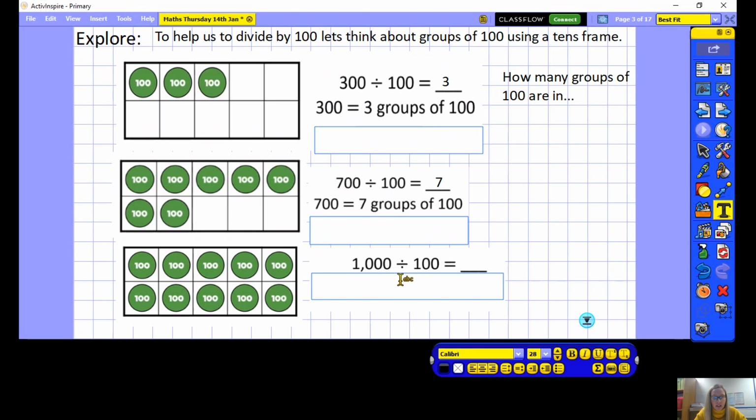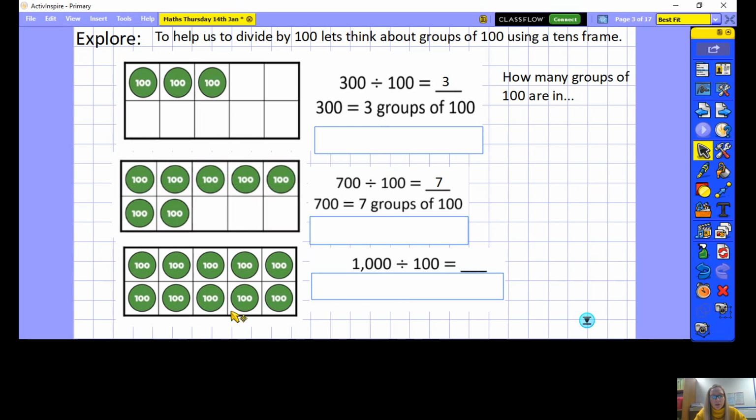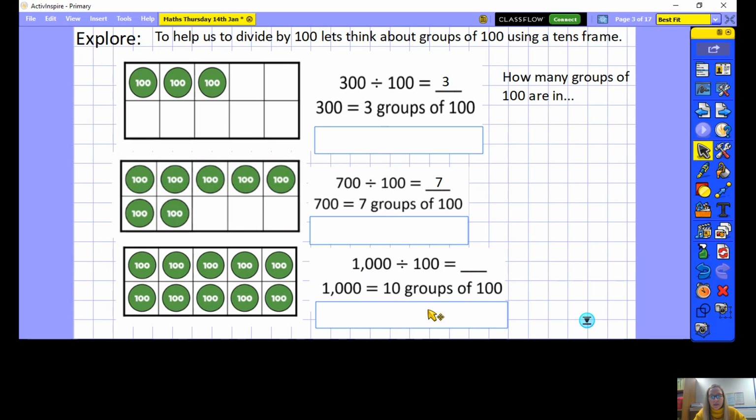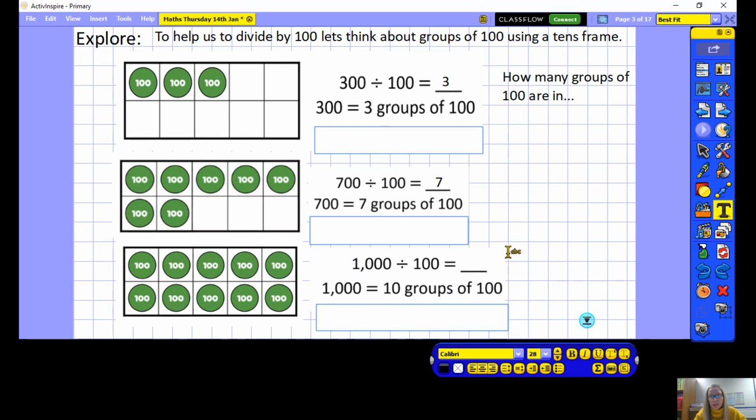And let's see if you can work out the last one and write down the answers yourself. So this time we have got 1,000 represented using our place value counters on our tens frame. So let's count the hundreds: 100, 200, 300, 400, 500, 600, 700, 800, 900, 10 hundreds, which is equal to 1,000. So 1,000 divided by 100. How many groups of 100 do we have there? That's right, we've got 10 groups of 100. So the answer, 1,000 divided by 100, the answer is 10.